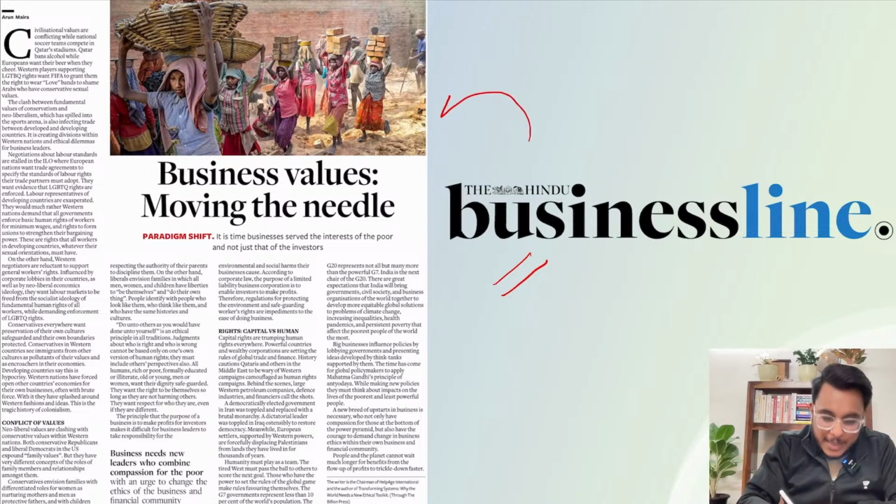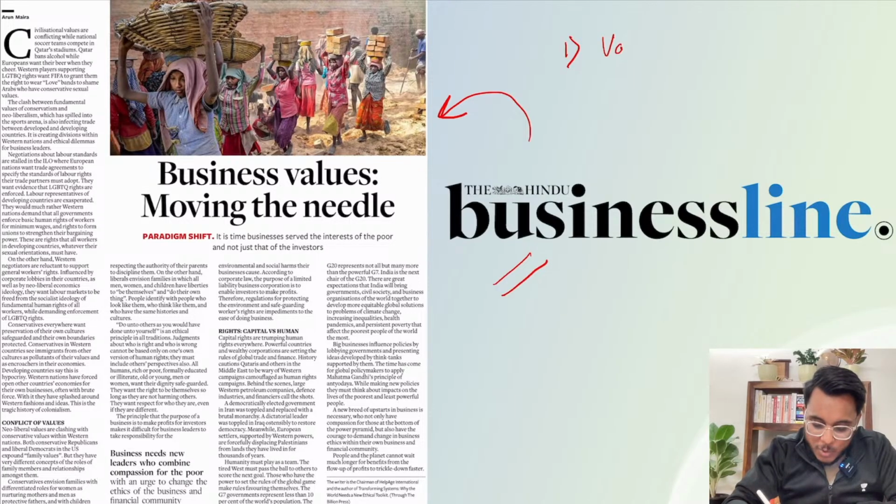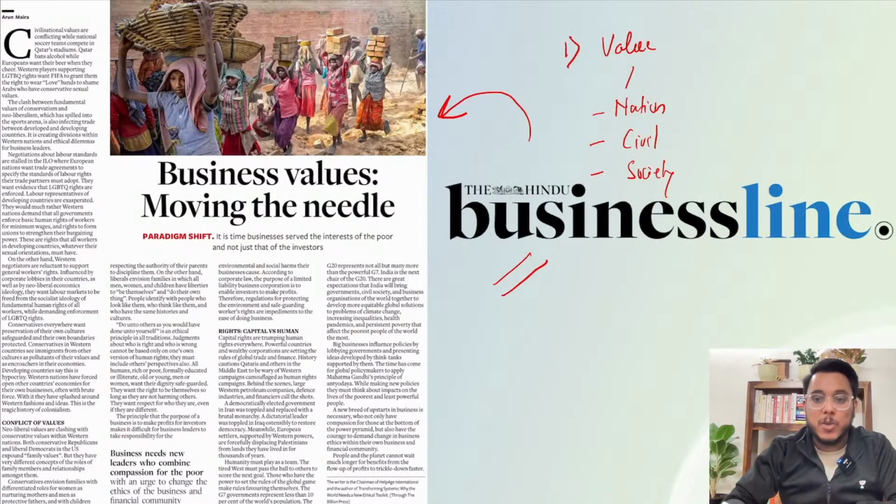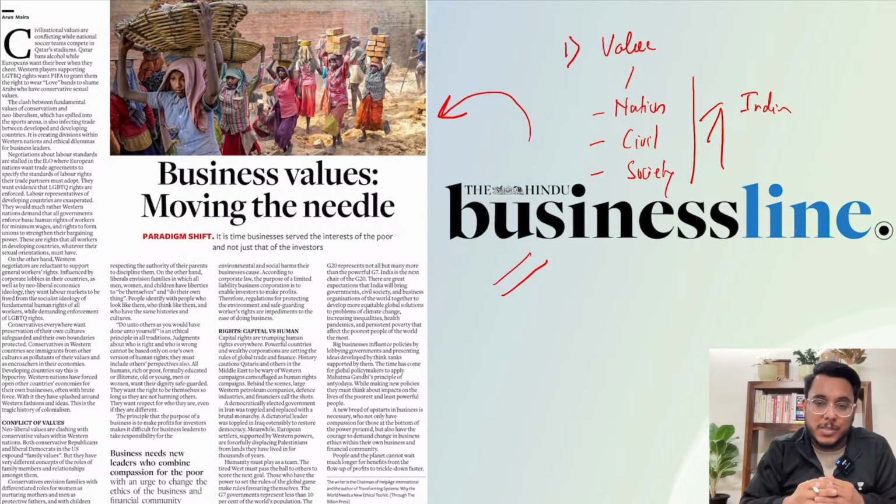Now, this particular article is taken from the Business Line. Briefly, what this article is talking about, guys: number one, how the values are conflicting at multiple levels. Values are conflicting at the national level. Secondly, the values are conflicting at the civilizational level. Thirdly, the values are conflicting at the societal level. And as these values conflict, how India can play an important role in plugging this clash of values that's happening.